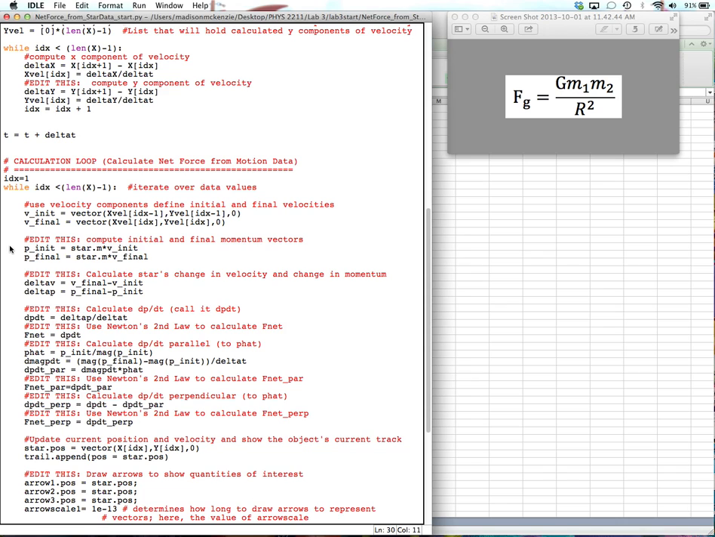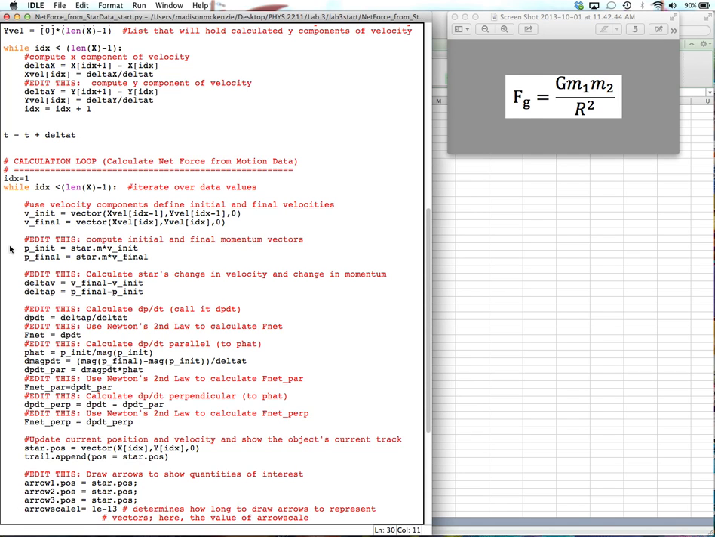We are also asked to discuss how Fnet perpendicular, Fnet parallel, and Fnet differ from delta P over delta T perpendicular, delta P over delta T parallel, and delta P over delta T. In this case, delta P over delta T simply gives the change in momentum divided by the change in time, which is just the change in momentum over the change in seconds. Fnet is equal to dp dt because the gravity force found this way is the only force acting upon it. The gravitational pull of the black hole, that is.